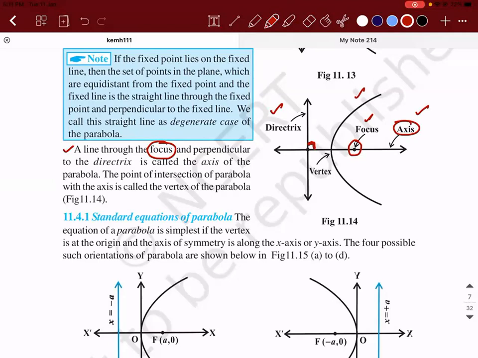Now, this axis will cut the parabola at a point. Correct? Now, this axis will cut the parabola at a point, and that point is what is called the vertex of the parabola.